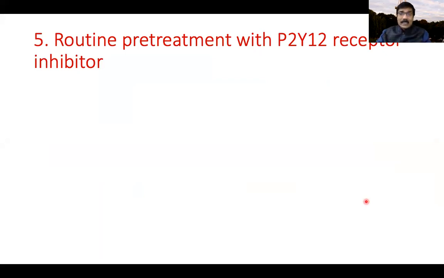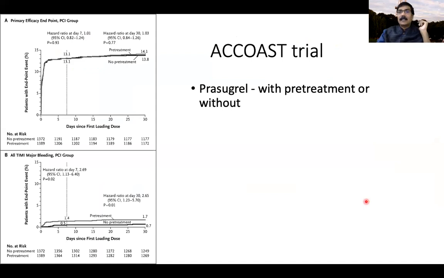Now, the 2020 guideline has come up with some interesting facts. It looked at the ACCOAST trial, wherein prasugrel pre-treatment with and without was compared. The final results in terms of primary efficacy were pretty much the same, but the difference came in terms of bleeding. There was a significant increase in bleeds when you pre-treat with prasugrel. Now, does it apply to prasugrel alone? It was statistically significant. Look at the p-value here, 0.01.